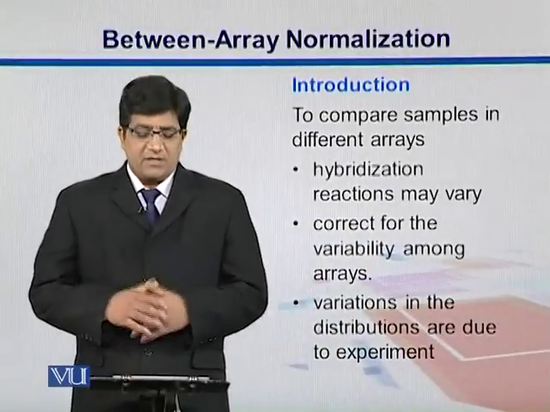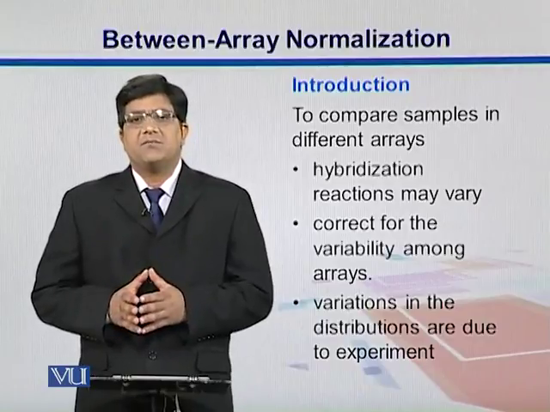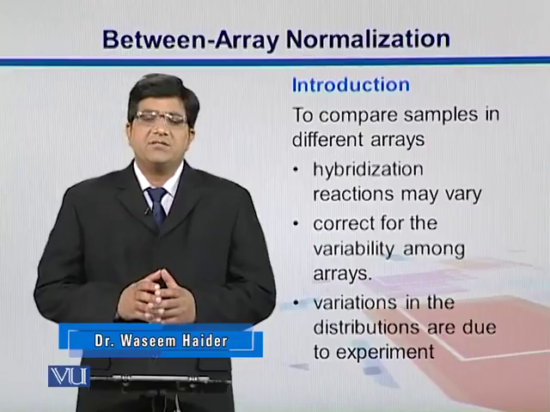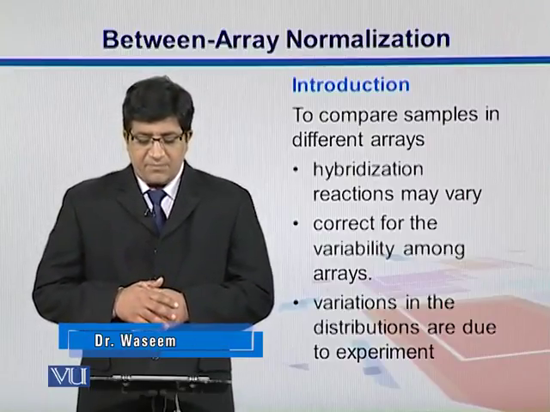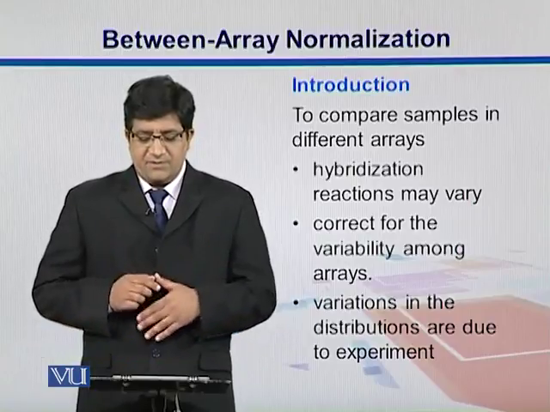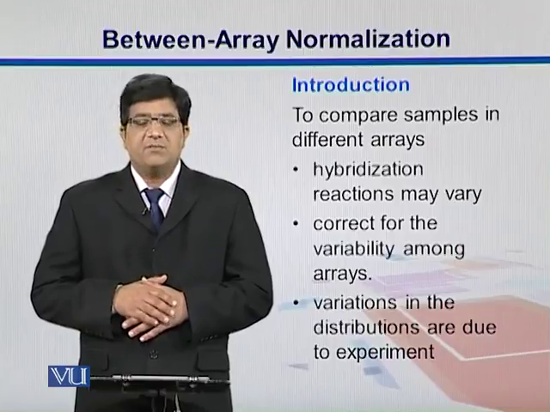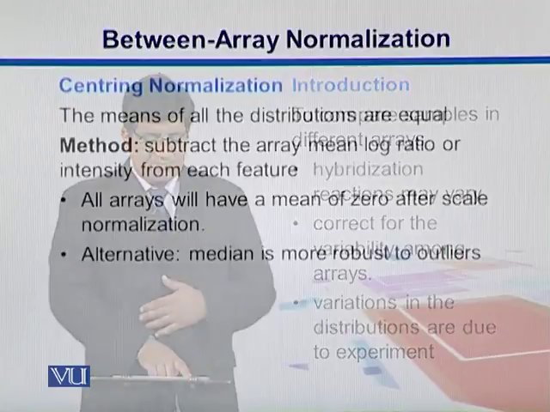Between-array normalizations are important if we have more arrays within one experiment, or if we are comparing different experiments or different treatments within the same experiment with one another. We compare samples in different arrays. Hybridization reactions may vary. We need to correct for variability among the arrays, or variations that are due to some experiments.